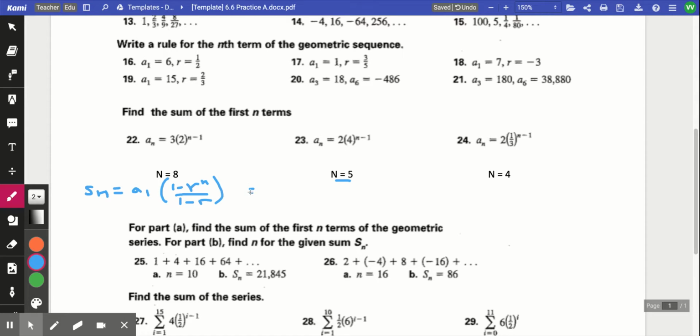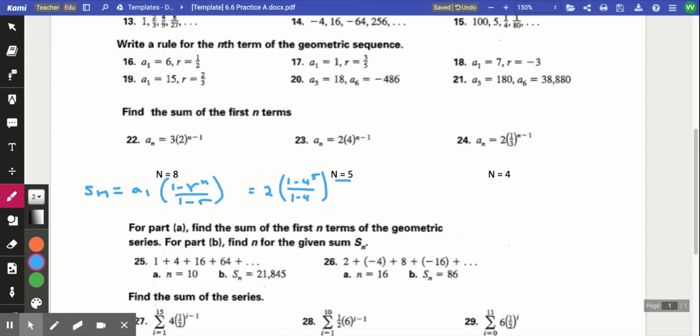So let's plug everything in. I'm just going to write equals. A1 is 2. Then I have 1 minus 4 raised to the 5th power over 1 minus 4. Okay, so if I'm using my phone as a calculator right now, I should be able to solve this. You guys obviously are going to be using a better calculator. So if I take 4 first and I raise it to the 5th power, I'll get 1,024.